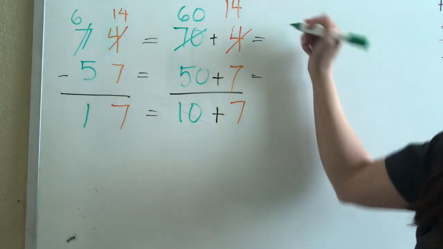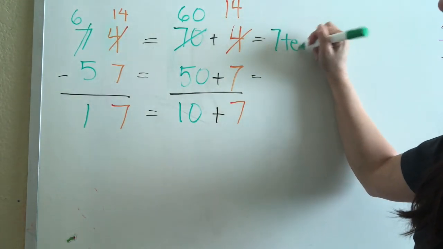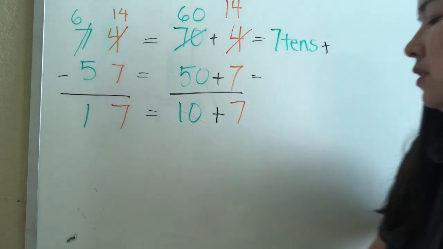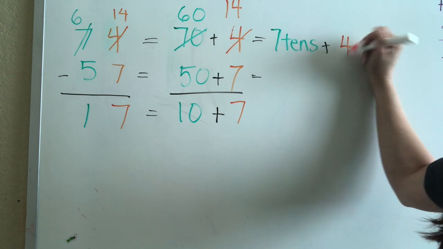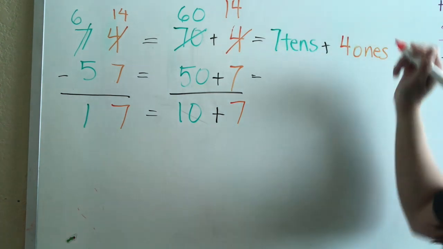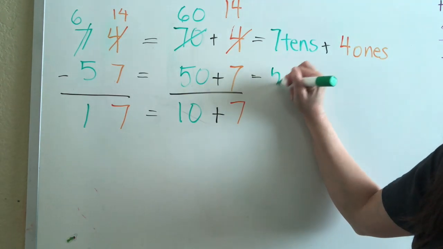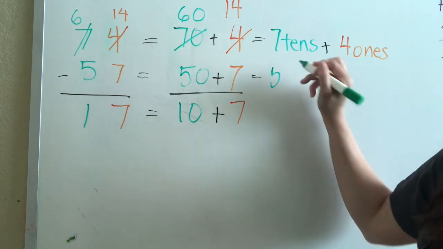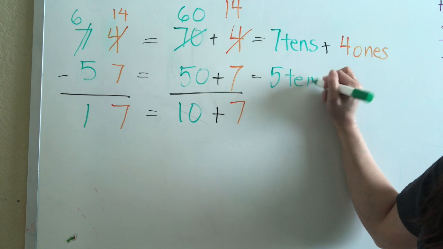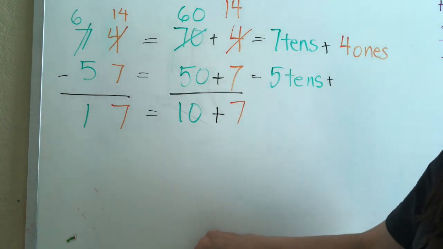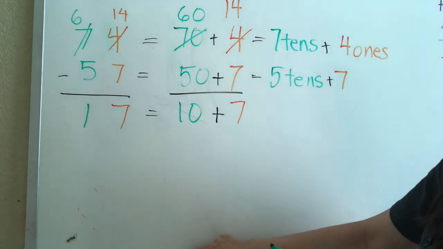So 74, another way to say that is 7 tens plus 4 ones. That's unit form. And 57, another way to say that is, what do you think? 5 tens, right? Plus how many ones? Plus 7 ones. You got it.